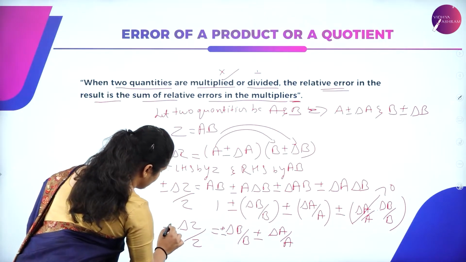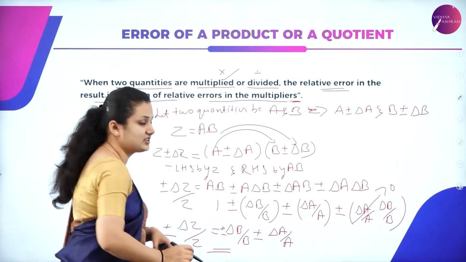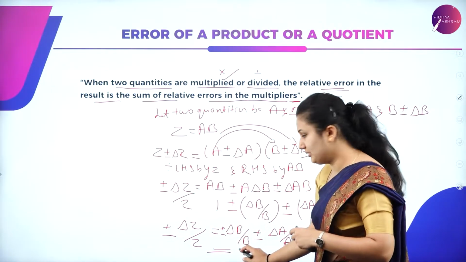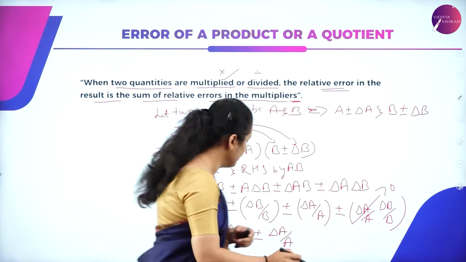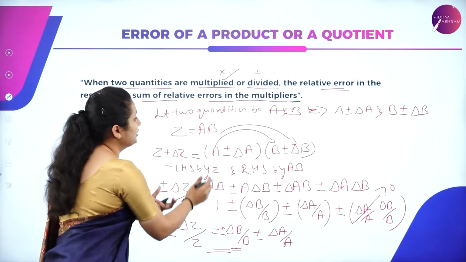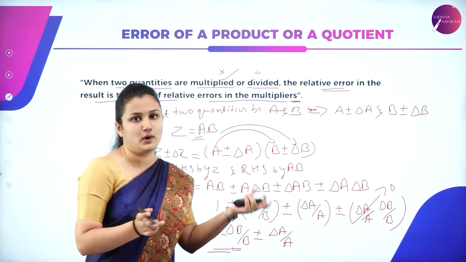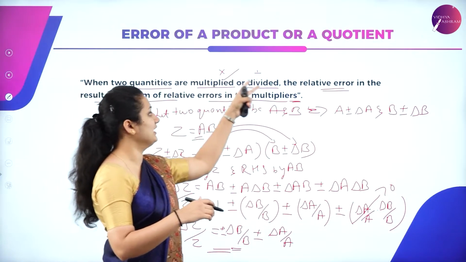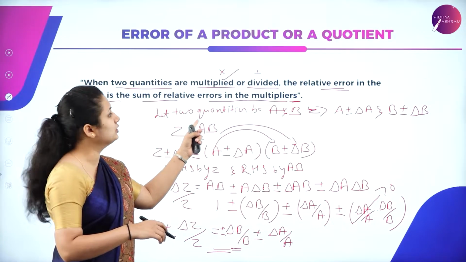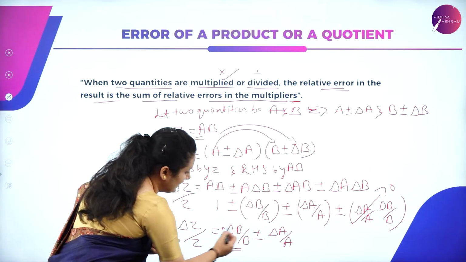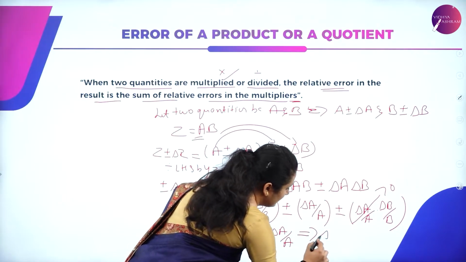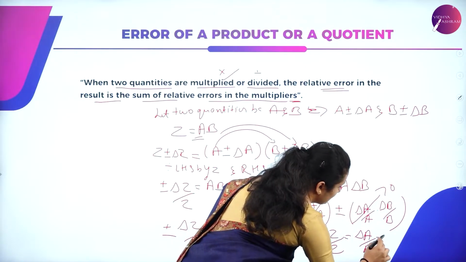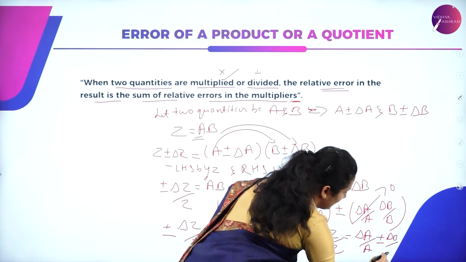You can write plus or minus here. So this is your error. How do you represent relative error? Delta Z by Z, delta B by B and delta A by A. This is your relative error in the final result after you perform the multiplication of two quantities. I will repeat. You consider two quantities A and B. The two quantities are multiplied here. Z is equal to A into B. The relative error that we have got, you can also write this equation as delta Z by Z is equal to, putting it in order, delta A by A plus or minus delta B by B.